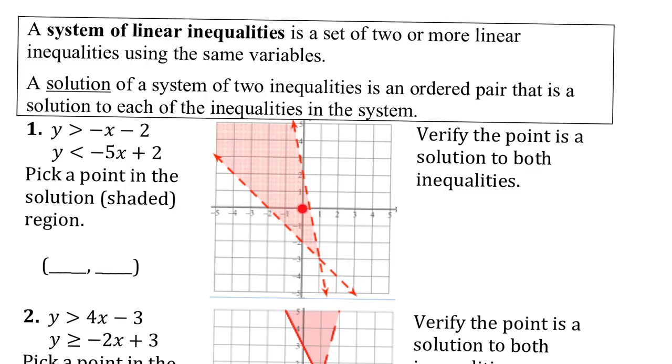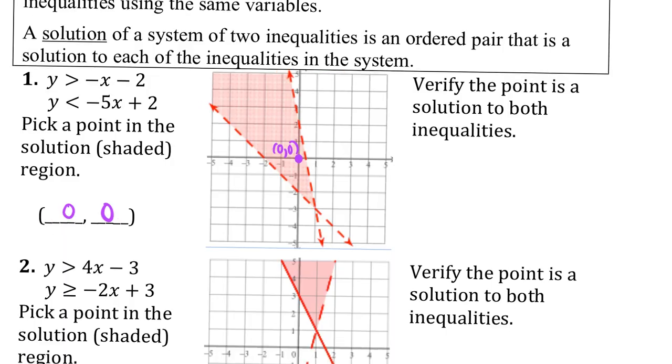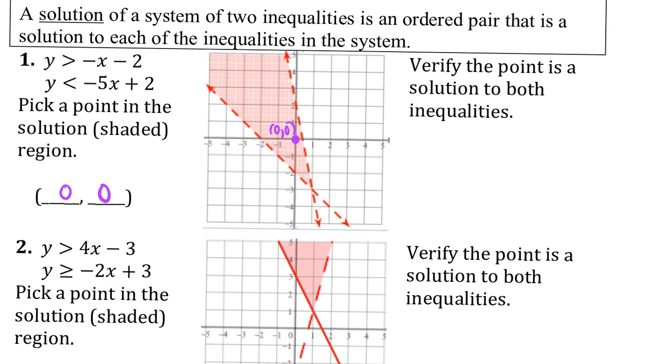0, 0 is technically in the shaded region, so you could pick 0, 0. You could do -1, 2. You could do -2, 3. Anything in the shaded region would work. Because 0, 0 is available, I'm going to use 0, 0 because it's, as always, easier to plug in. I'm going to check it in both inequalities to verify that 0, 0 does in fact work.